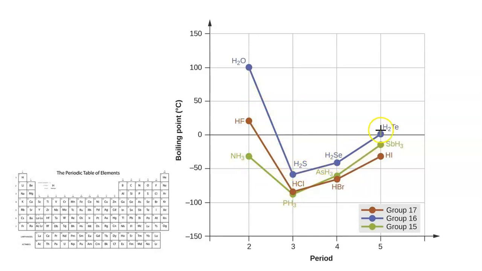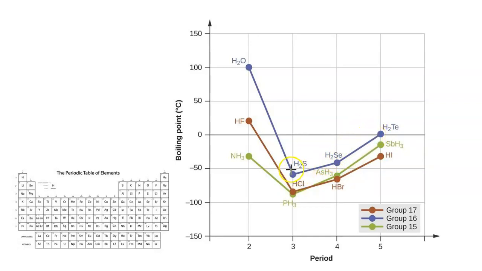And then what about these three? They look like they have their own trend. If we ignore the hydrogen bonding of the oxygen, fluorine, and nitrogen, we see that as we go down a group, as the period gets higher and higher, from sulfur to selenium to tellurium, the boiling point increases, which means the intermolecular forces increase as well.